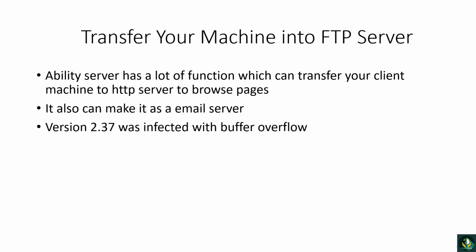So this is a server, some small software that you need to install on your machine, and it will transform your machine into an FTP server. It has a lot of functions like email server, FTP server, and different kinds of services like HTTP. So it can transform your client machine into an HTTP server to browse pages or email. This specific version, like version 2.37, was vulnerable to buffer overflow.